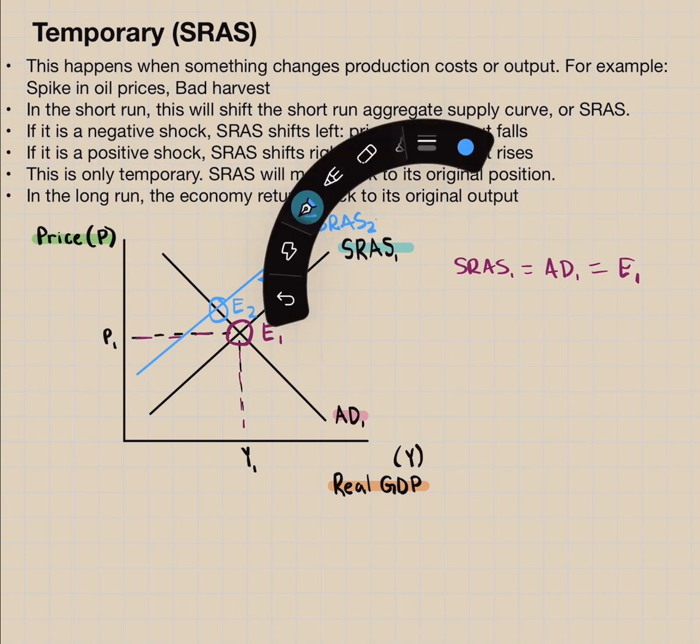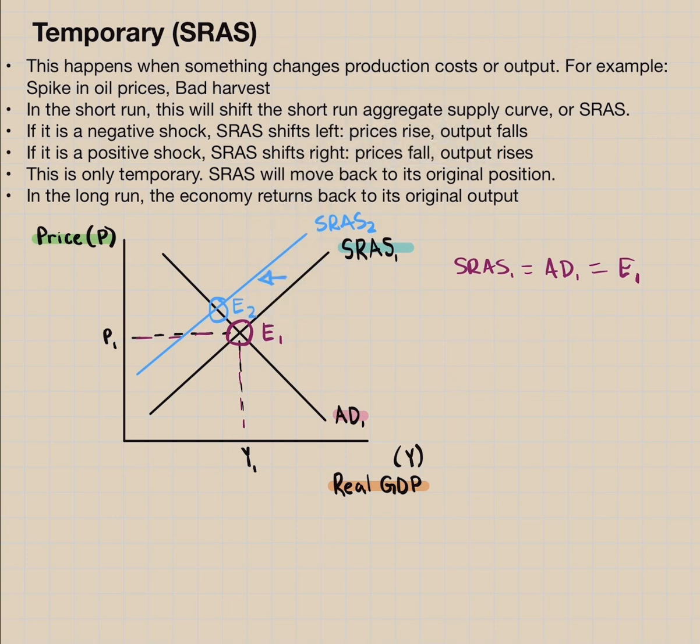where SRAS2 equals aggregate demand. So, thus, we also have a new real GDP, or output, and a new price. You can see that price rose and output fell.